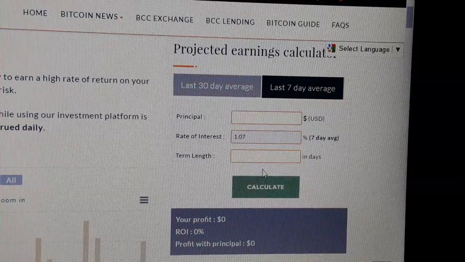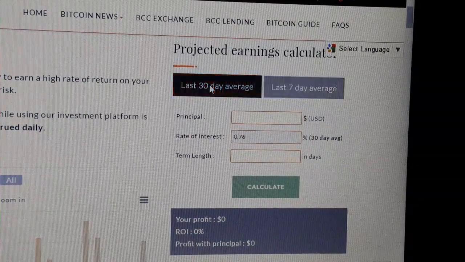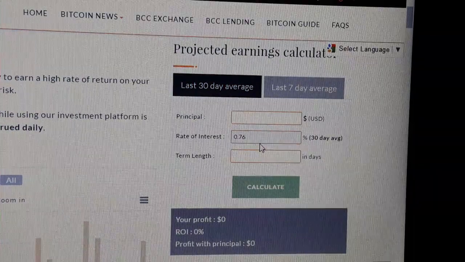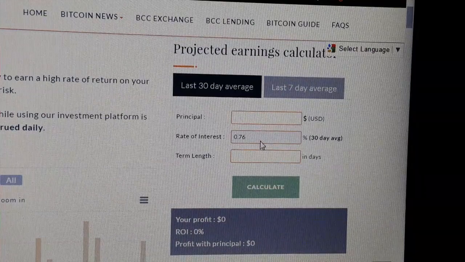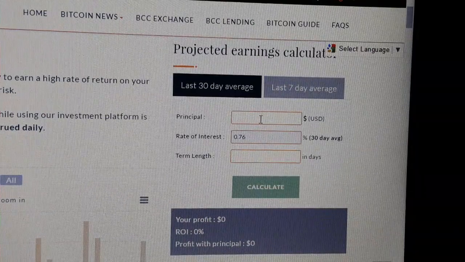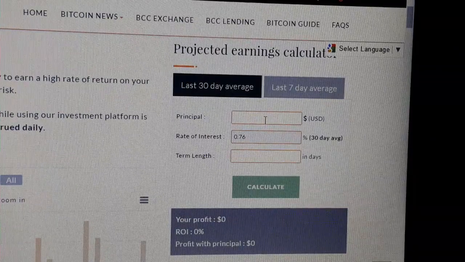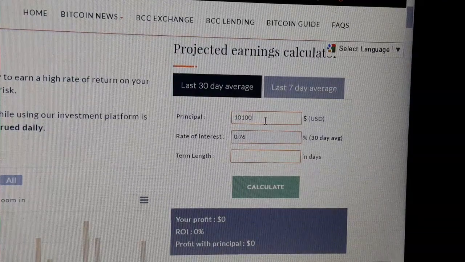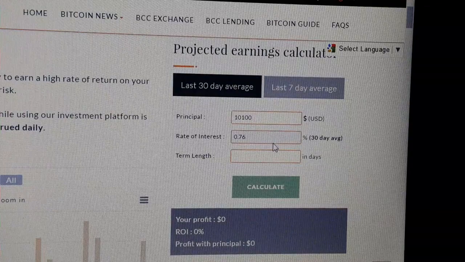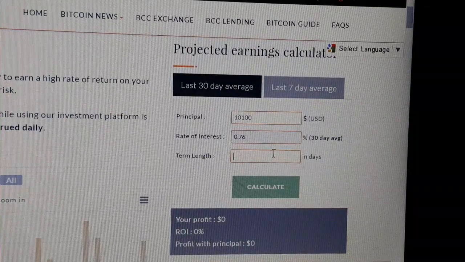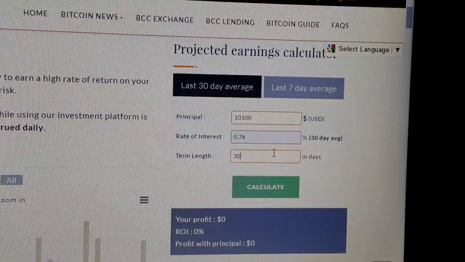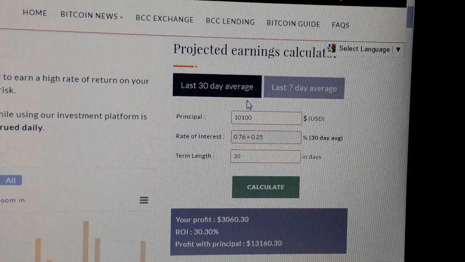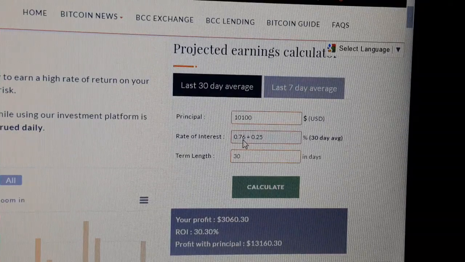Mathematically this would look better, but let's use the 30-day average, because I have a couple of individuals who did $10,000 loans with me, and it's been 30 days already. So I'm going to show you now how much they have earned. It's 10,000. Let's do 10,100, because that's how much you have to do to get the guaranteed 25.25% per day. So I'm going to do 30 days. A $10,000 loan, 30 days, calculate. These numbers are based on the last 30 days.